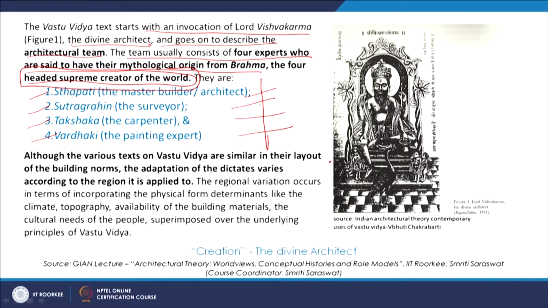The divine architect is the one who leads. Although the various texts on Vastu Vidya are similar in their layout of the building norms, the adaptation of the dictates varies according to the region it is applied to. So again, there is a system in place, but it may have regional variations and a lot of cultural connotations. A system could also be modified or altered according to the belief system, region and religion, and it could have certain alterations.